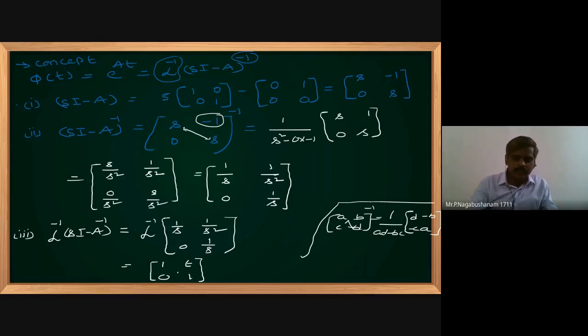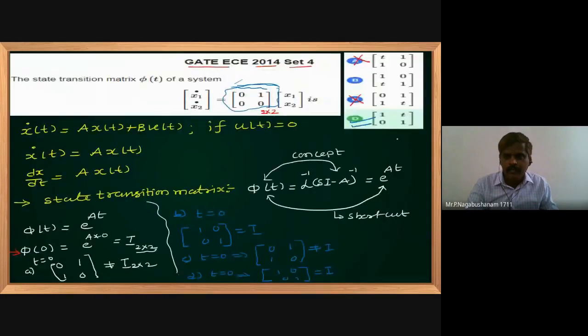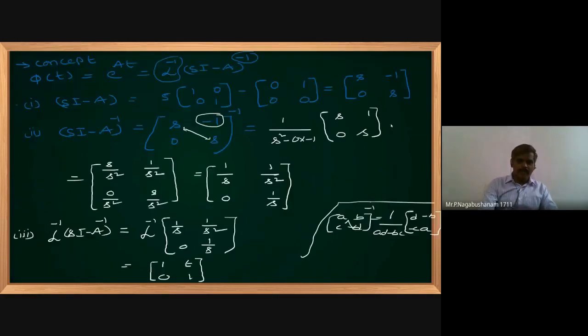So I got the matrix [1 t; 0 1]. That is the general concept. Check the answer: 1, t, 0, 1. Yes, I got [1 t; 0 1]. This is the general procedure for phi of t equal to e power at.